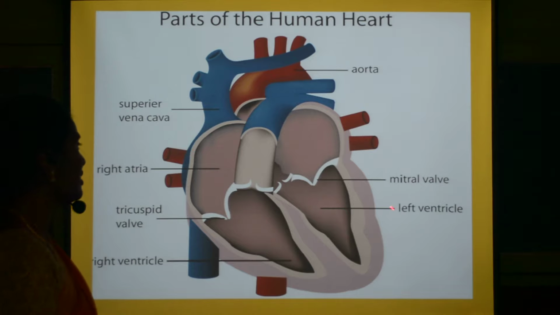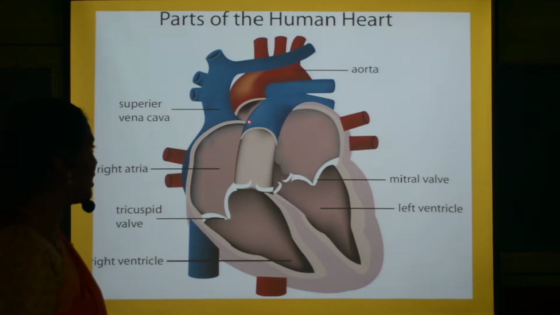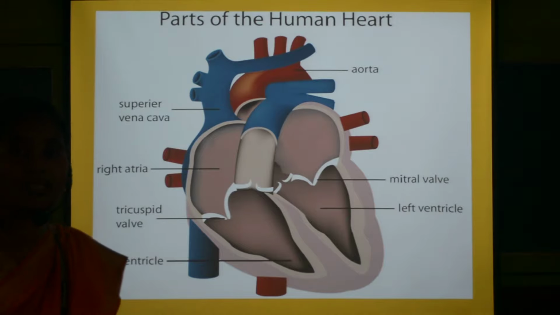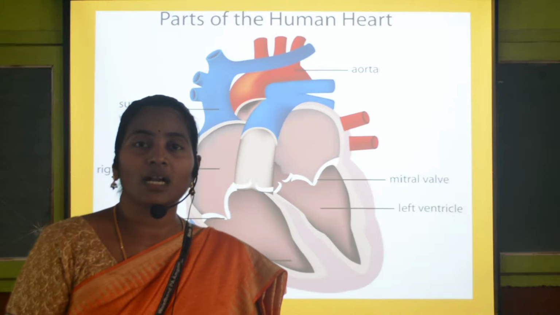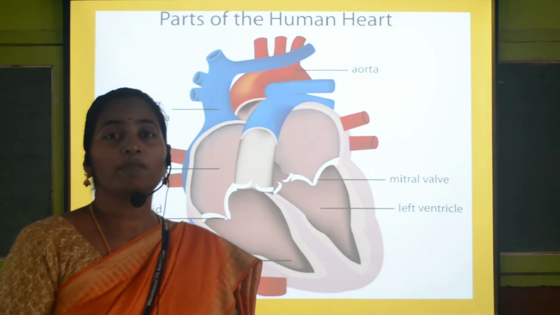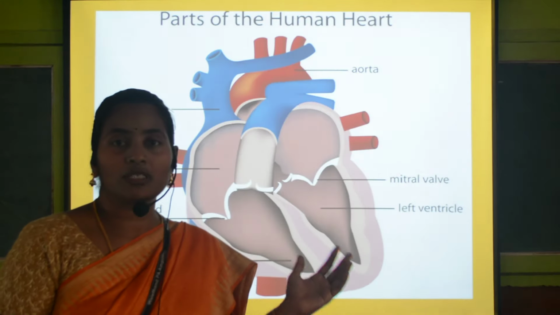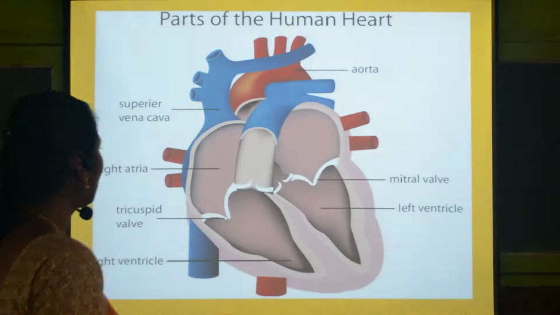The heart has an outer protective layer known as the pericardium, and this pericardium contains fluid inside it known as the pericardial fluid. So what is the main function of pericardial fluid? It helps in protecting the heart from external shocks and jerks.